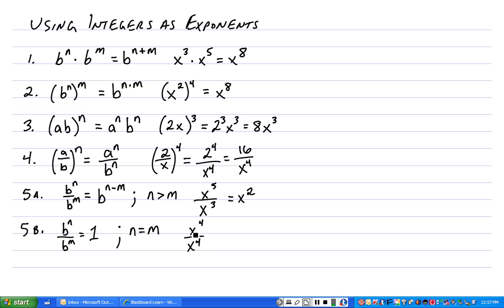Right? n and m are the same. Your bases are the same. So it'd be like saying these cancel and just would give you 1. Alright?